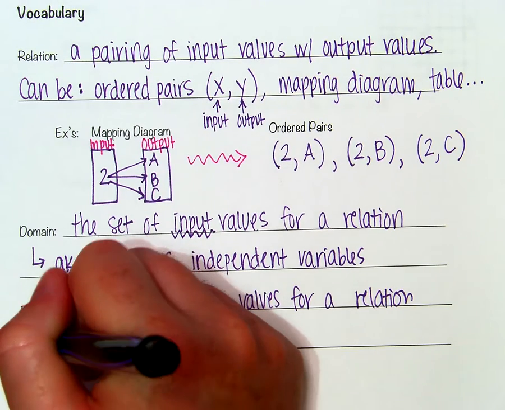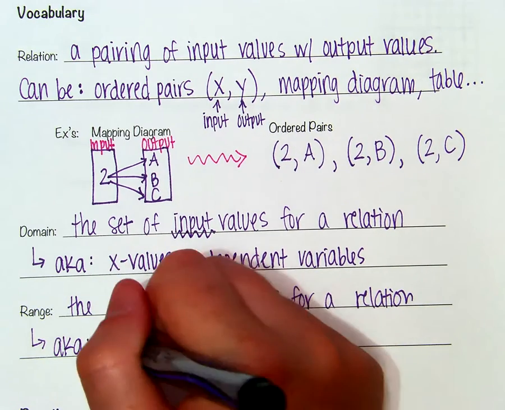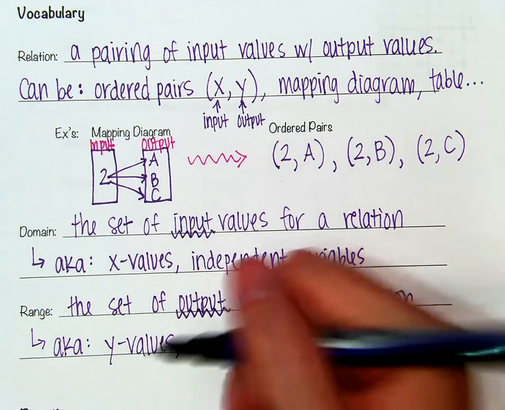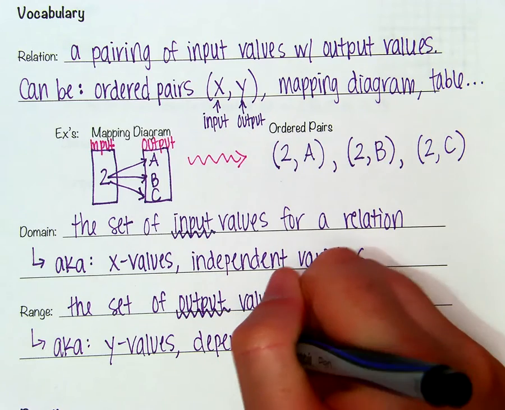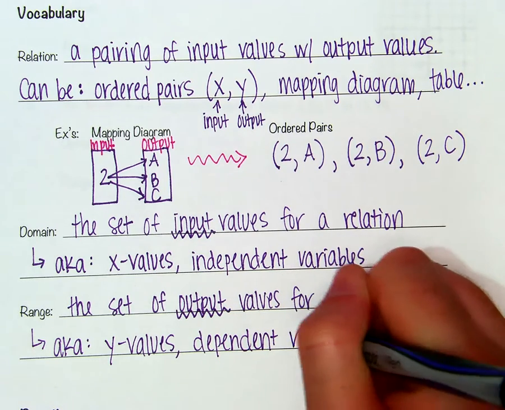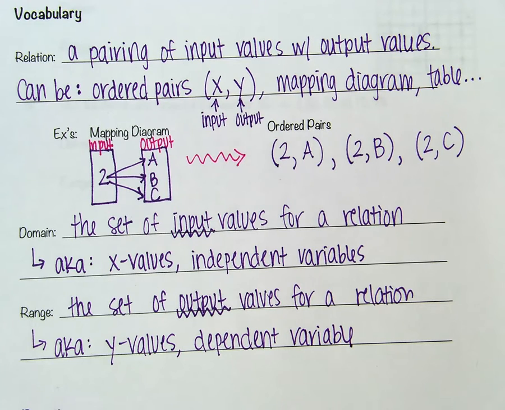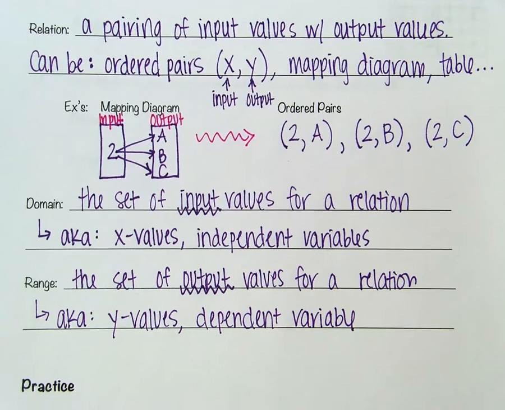Underneath range, I'm going to do the same thing here. Range is also known as the y values, whether it's from ordered pairs or a table or a graph or whatever. And it's also sometimes referred to as the dependent variable. All right, if you need to pause for anybody to finish writing, you're welcome to do so. I'm going to take a look at the practice problems.